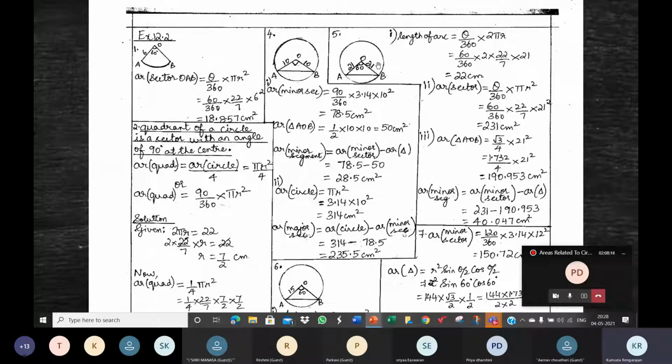Or you can find it using the formula straight away. So two ways of finding the length of the major arc: one is the formula 300 by 360 into 2 pi r, or find the length of the circle, that is the perimeter of the circle, and subtract the length of the minor arc to get the length of the major arc. Children, you must be clear with this.